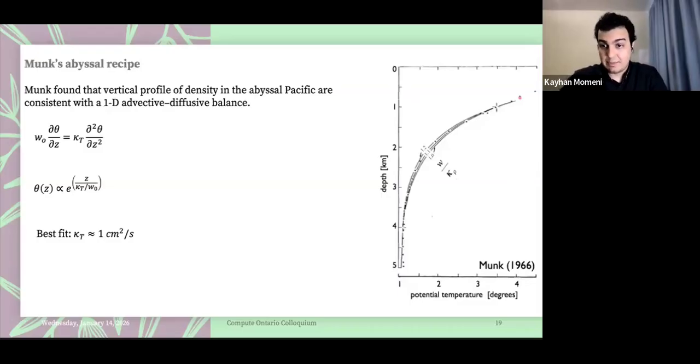And the simplest way to represent that balance is with an advection-diffusion equation. Again, you don't need to know the details, but basically here on the left-hand side, we have an advection term, a vertical advection. And on the right-hand side, we have a diffusion of heat from the ocean surface down to the ocean interior. Using this balance, Munk estimated an effective vertical diffusivity of about 1 centimeter squared per second. Now, this value has become a canonical number in physical oceanography.